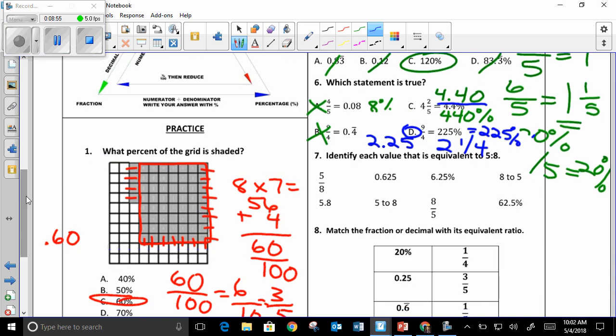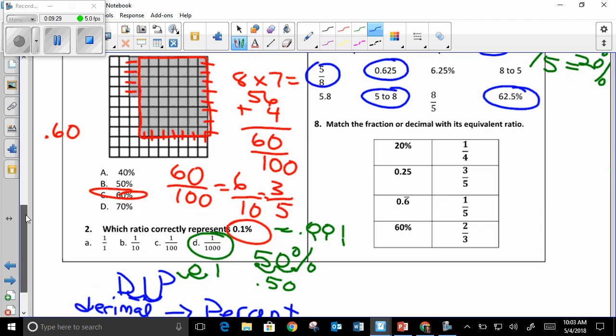Number 7, identify each value that is equivalent to 5 to 8. 5 to 8 is a ratio. It could also be a fraction, 5/8, 5 to 8. What else? 0.625. Is there anything else? If I move it 2 to the right, what would the percentage be? 2 to the right would be this, right? Are there any others? Nope, I think that's it.